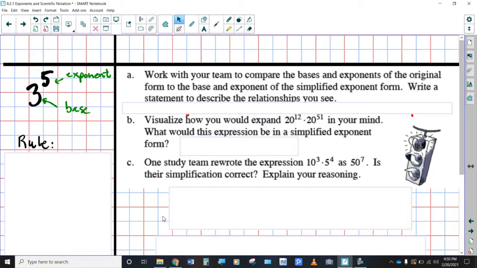Okay, so remember, this is an example of a power. The base is the big number that's being repeatedly multiplied, and the 5 is the exponent that tells you how many times you're repeatedly going to multiply this number together. So it says here, work with your team, or think to yourself, to compare the bases and exponents of the original form to the base and exponent of the simplified exponent form. Write a statement to describe the relationship you see.